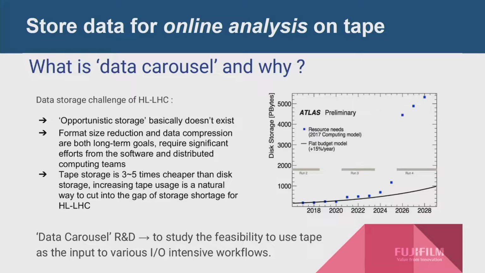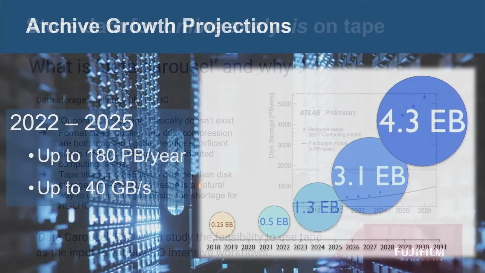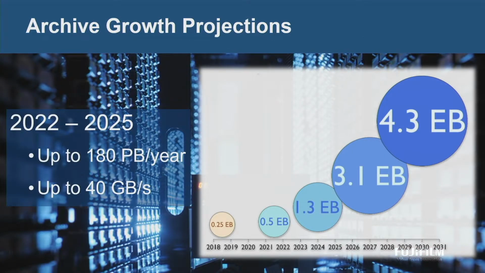So obviously one of the prime targets is to use tape more actively for various I/O intensive workflows. What does it mean for our archive? For the next 3 to 4 years, we are expecting 180 petabytes per year at roughly 40 gigabytes per second. We are now at half an exabyte. This will go quickly to 1 exabyte. And then, as you just saw from the Atlas experiment, the size will just grow exponentially.